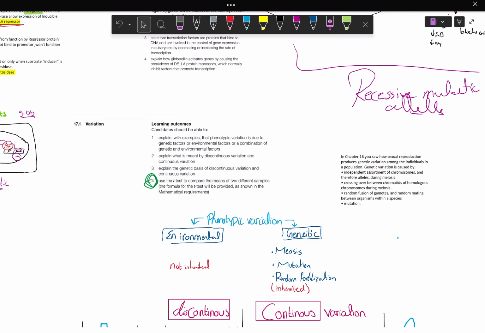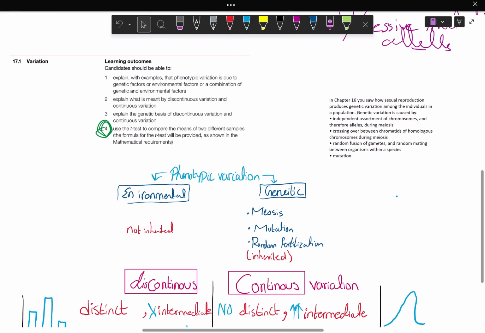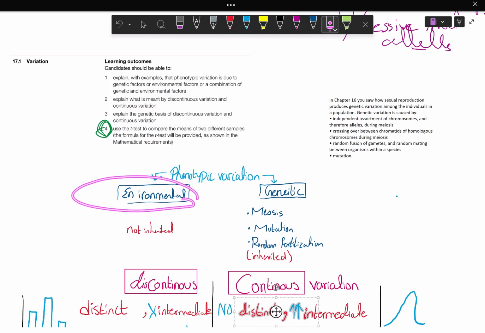In this part, we're going to dive into phenotypic variation and how the phenotype is affected. As I was saying, there are firstly genetic factors that affect the phenotype, which are the main ones, and there are also environmental factors which modify the genetic parts. The genetic parts are basically meiosis, mutation, and random fertilization. In meiosis, we have independent assortment, crossing over and random fusion. All of those things cause variation.